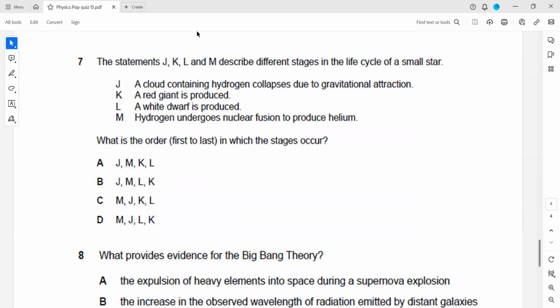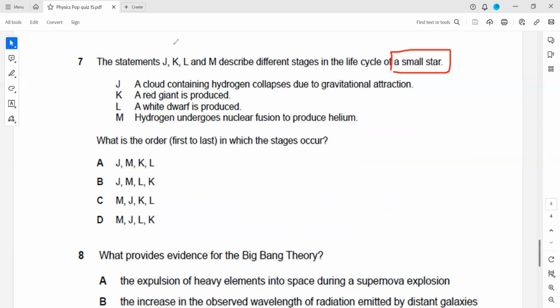In question 7, statements J, K, L, and M describe different stages in the cycle of a small star. What is the order, first to last, in which the stages occur?